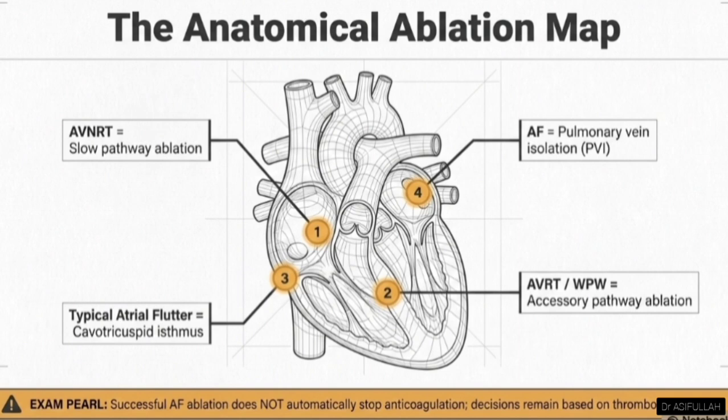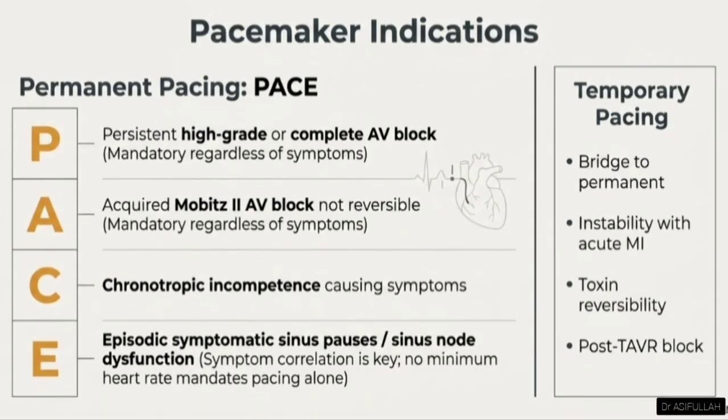The anatomical ablation map: AF, pulmonary vein isolation; AVRT, WPW, accessory pathway ablation; atrial flutter, cavotricuspid isthmus; apical atrial flutter; and AVNRT, slow pathway is ablated. So successful AF ablation does not automatically stop anticoagulation. Decisions remain based on the thromboembolic risk of the patient.